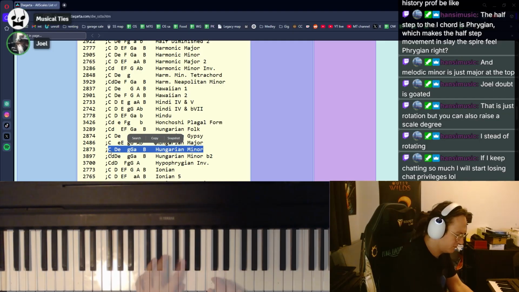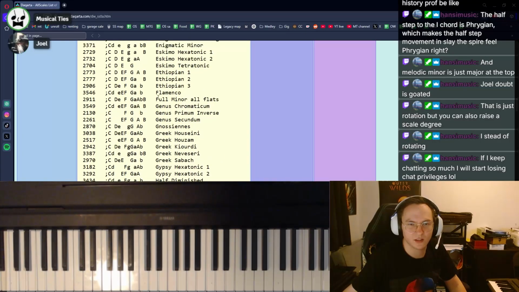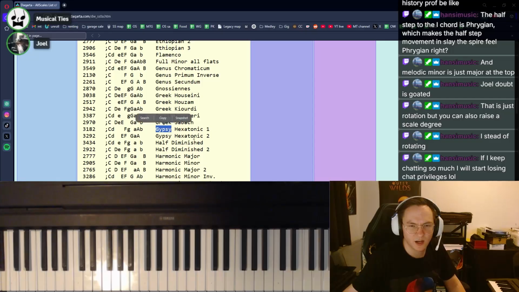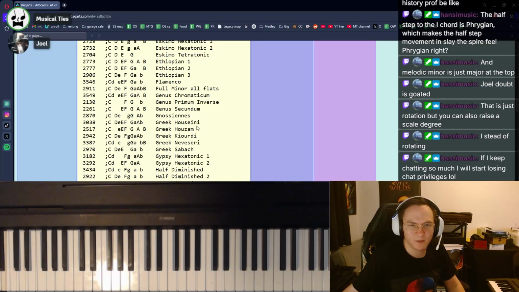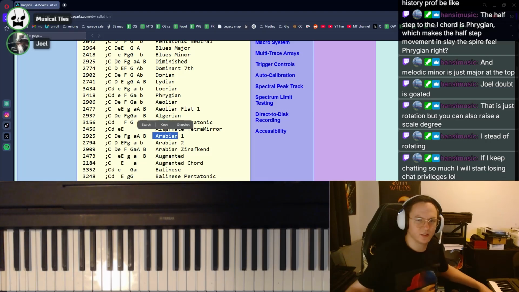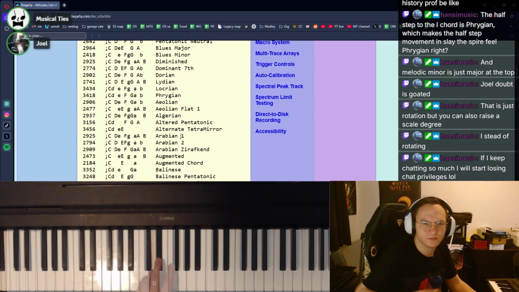So kind of like the Arabic thing. Yes, it is. I think when we scrolled up here, one term they used was gypsy, which is technically Hungarian. Yeah, Arabic. There are Arabic scales. I think to get more Arabic you have to flatten the two.